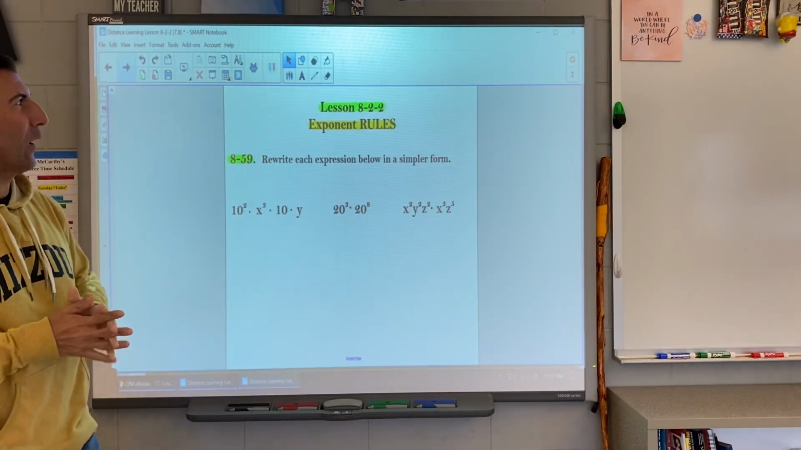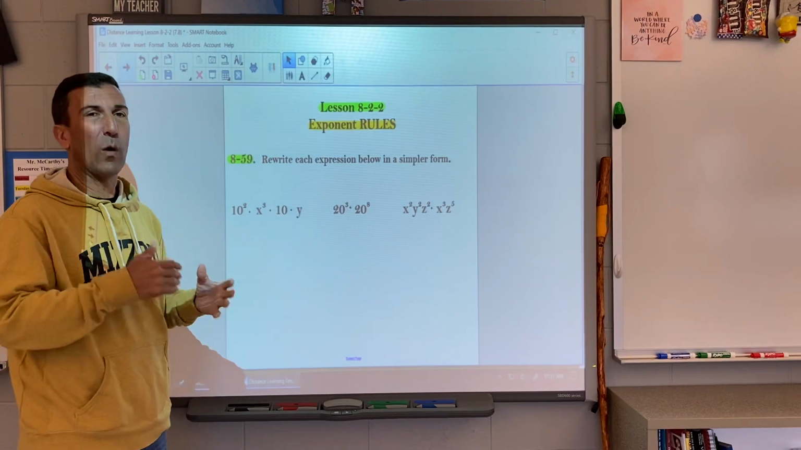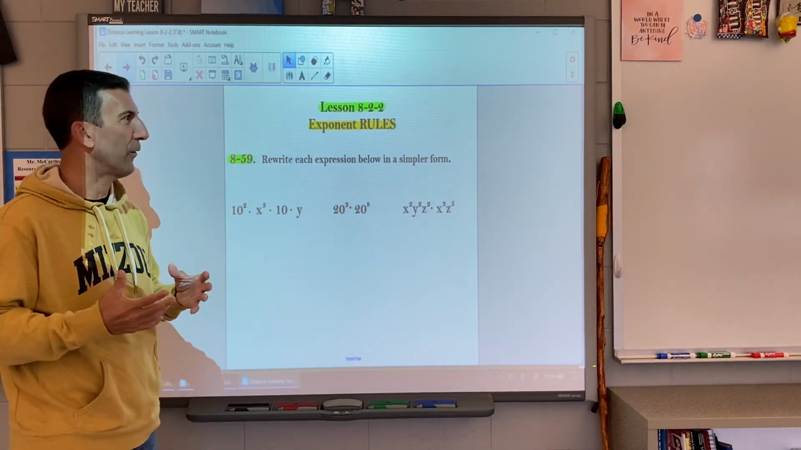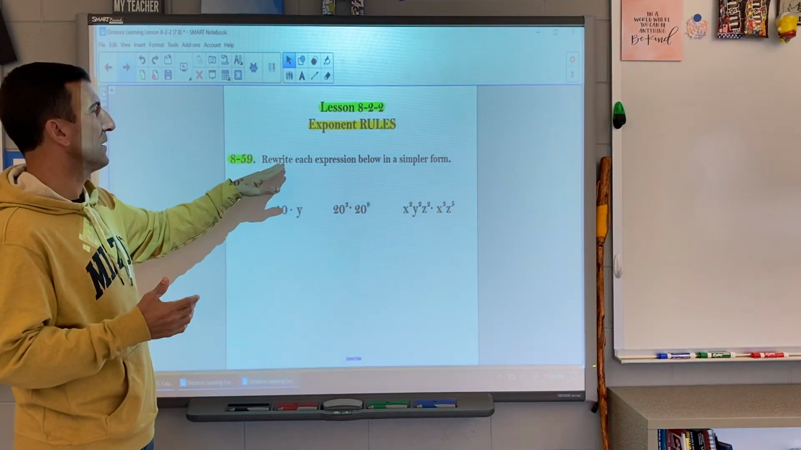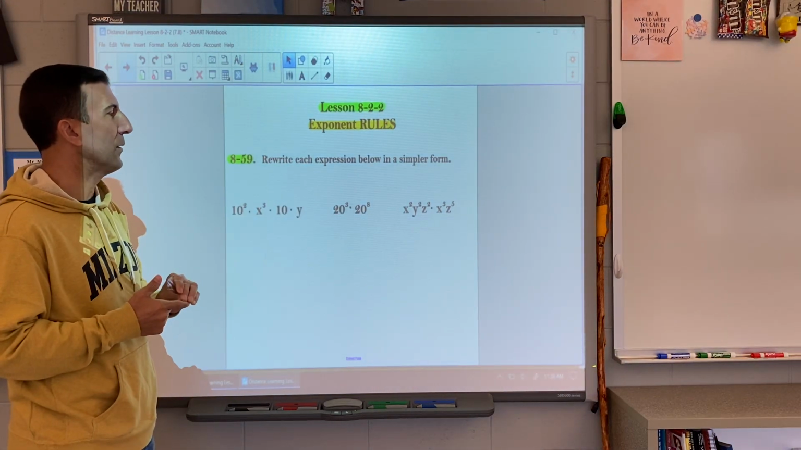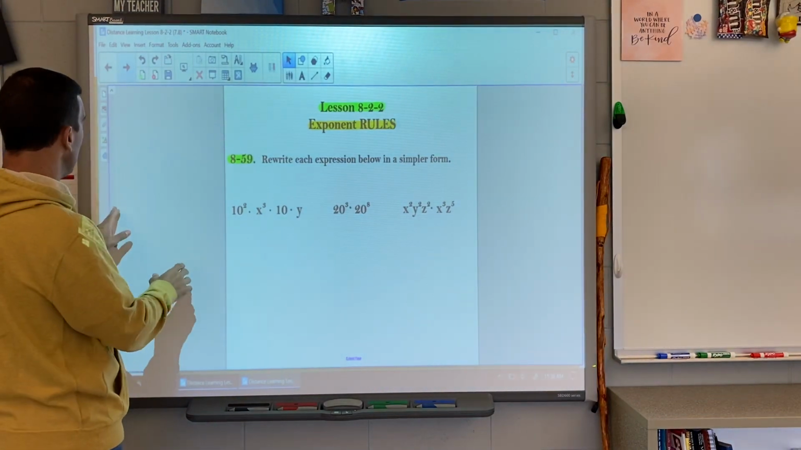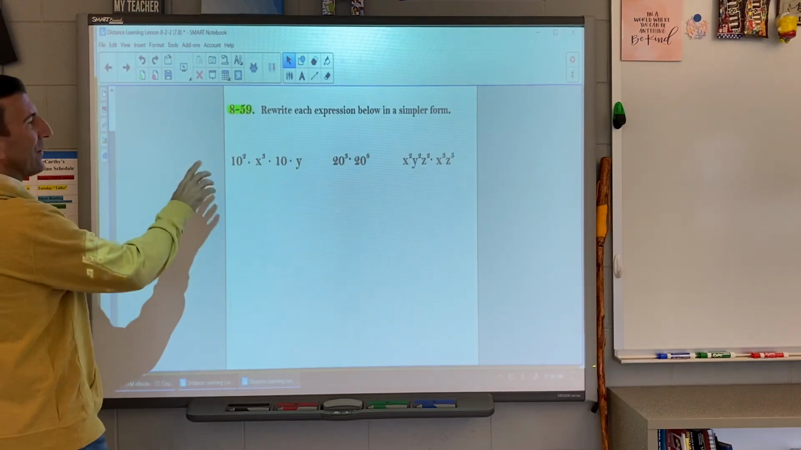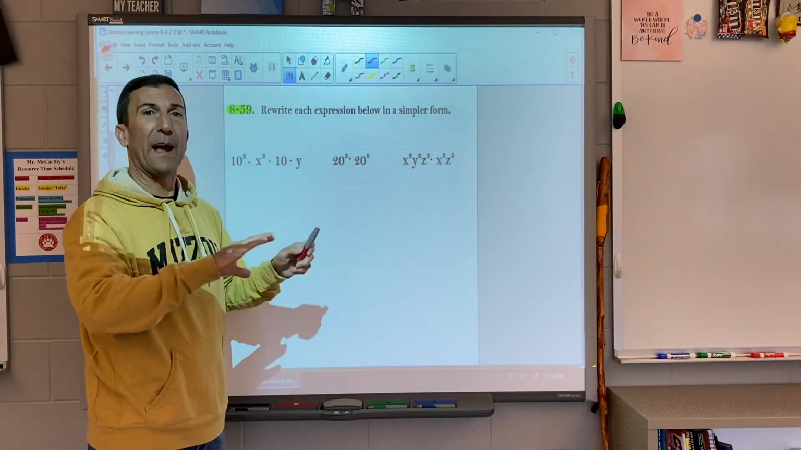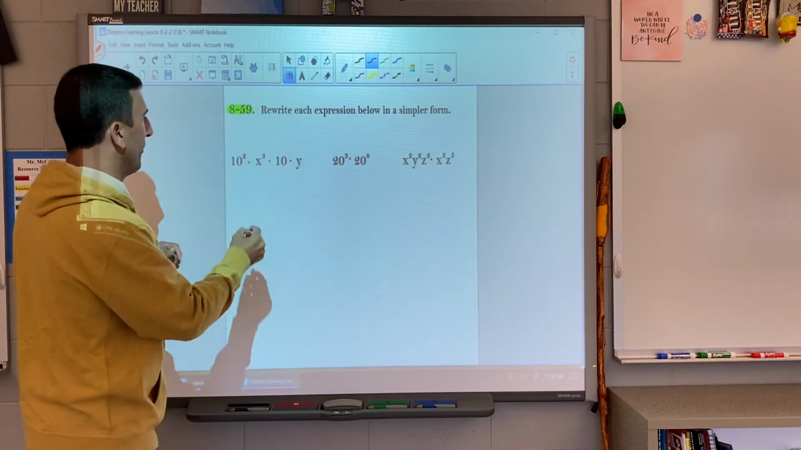All right, here we go. So exponent rules. The 8.22 lesson was more on the rules and what we're supposed to do to try to make our life a little bit easier. If you're on 859, it says rewrite the expression below in simpler form. Our first job was to take these and expand them first and then shrink them back down. So we wanted it in a simpler form.